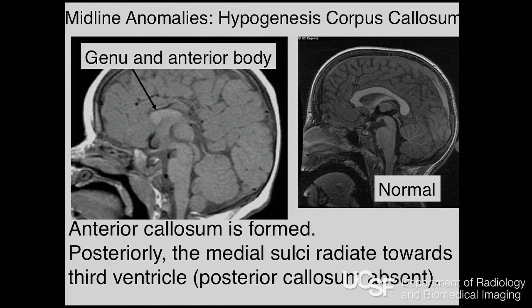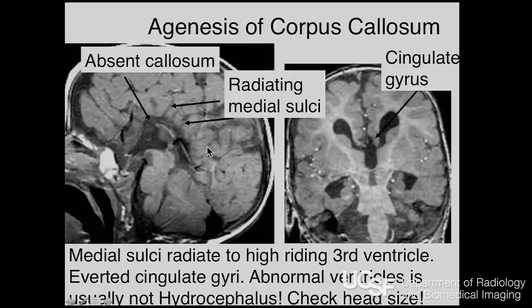So I mentioned looking at the corpus callosum on the midline sagittal image. There's a normal image on your right, and on the image on the left, we can see anterior callosum, but the posterior callosum has not formed. One way to know indeed that that's because it never formed is to look at the sulci and to see that they radiate down to the ventricular surface. And that's a feature that you also see with complete absence of the corpus callosum, as in this case, where you see these medial sulci that are radiating inferiorly. You can also see eversion of the cingulate gyri.